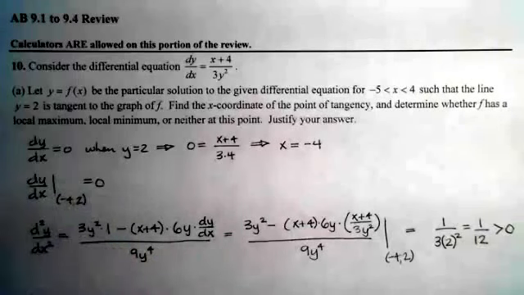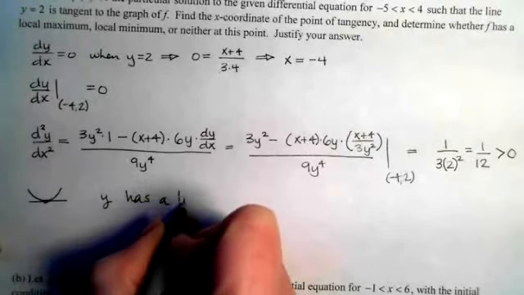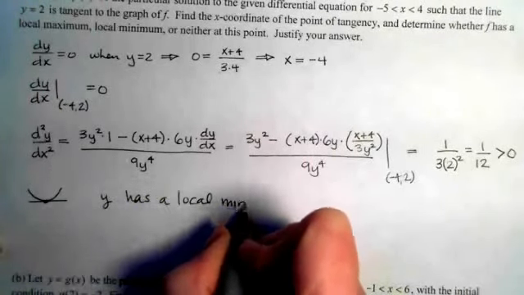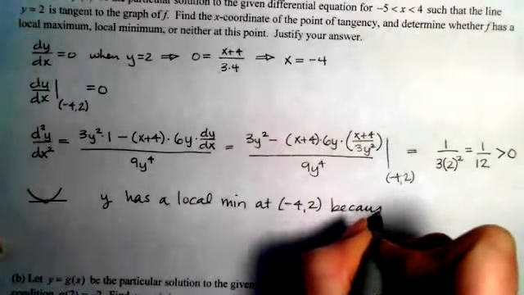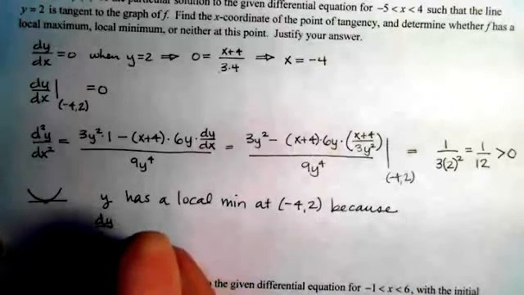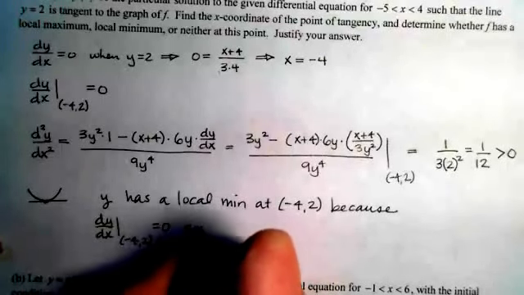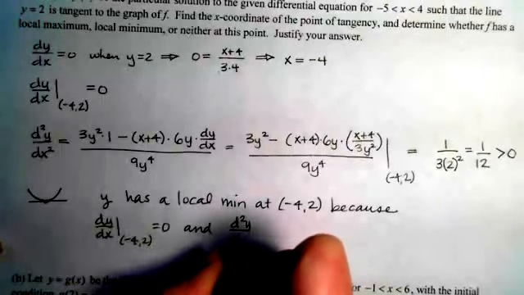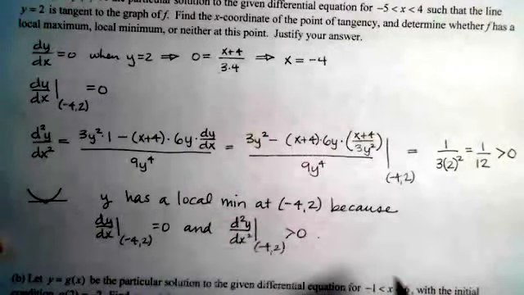So if we think about what just happened, I have a horizontal tangent and a concavity that is positive. So I can write that y has a local min at (-4, 2) because dy/dx at that point equals 0 and the second derivative at that point was positive.